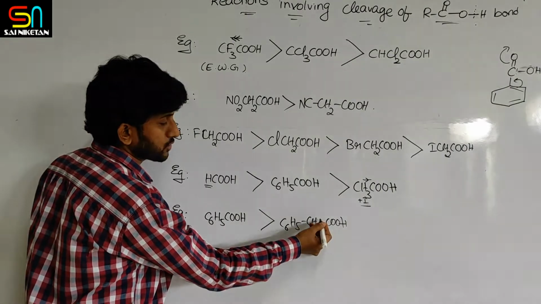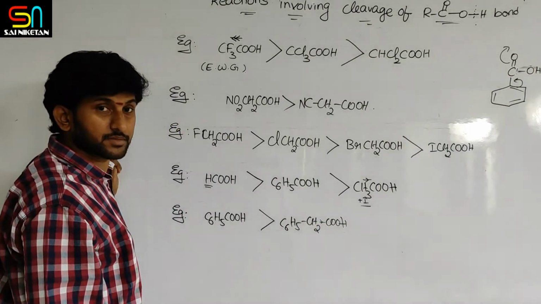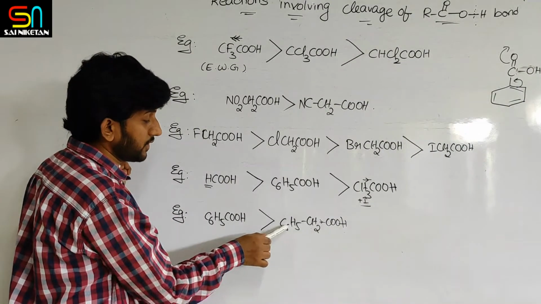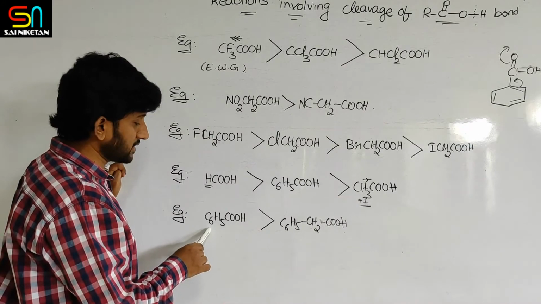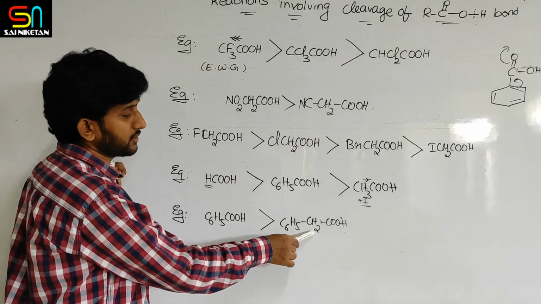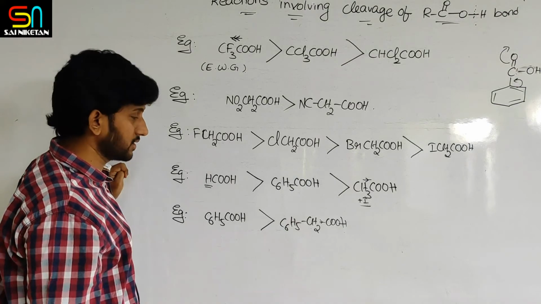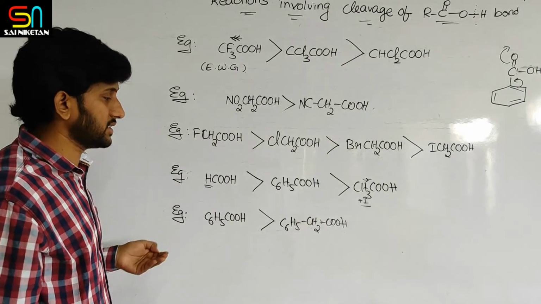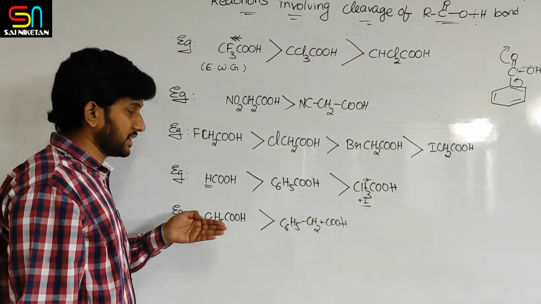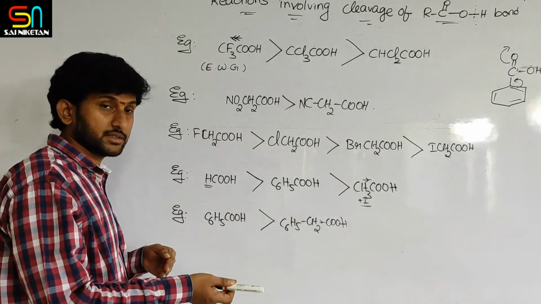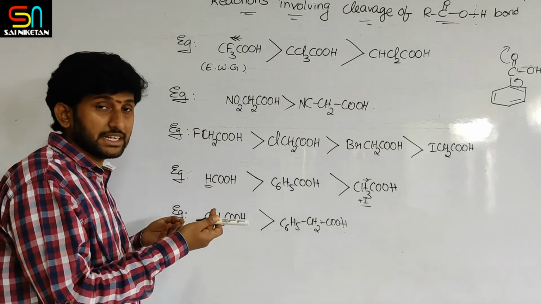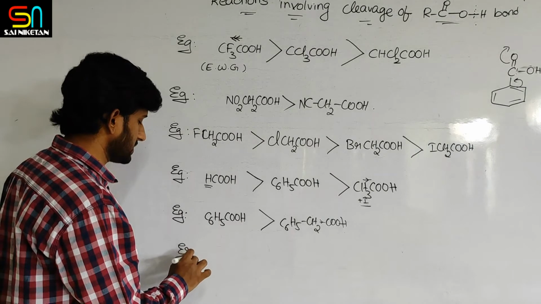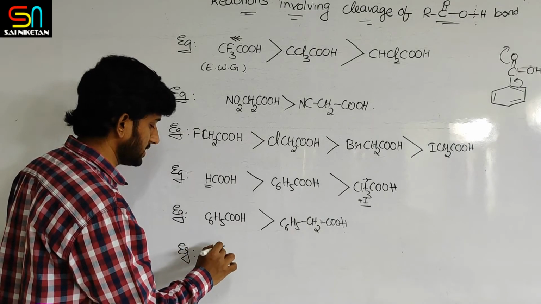In this case it will show plus I effect, because resonance is not possible between CO and phenyl. So due to resonance it will be more stable, more acidic. Here only plus I effect, so it will be less acidic. Okay, understood? So like this, as the CH2 groups increase, the plus I effect increases and carboxylate ion stability decreases. So acidic nature decreases.